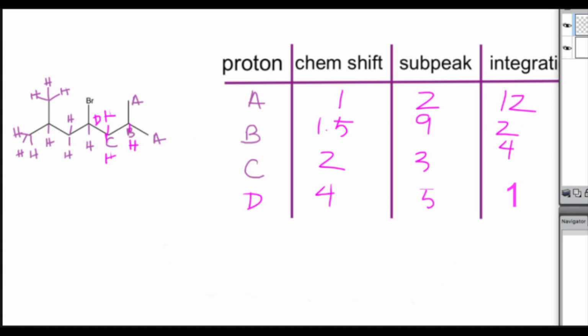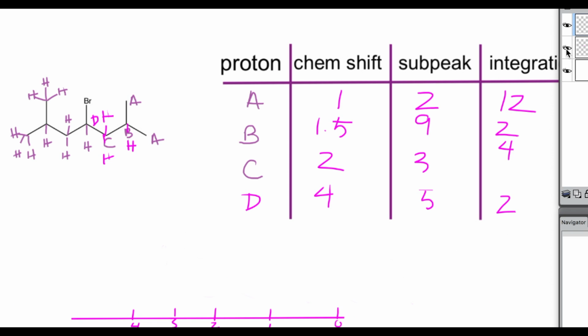Since the line of symmetry is at the environment D, the integration is 1, since there's only 1 hydrogen living in this environment. From this table, you should be able to build the NMR of the molecule. Also, please ignore the integration of 2 for proton D, since that is a typo. It should be 1.